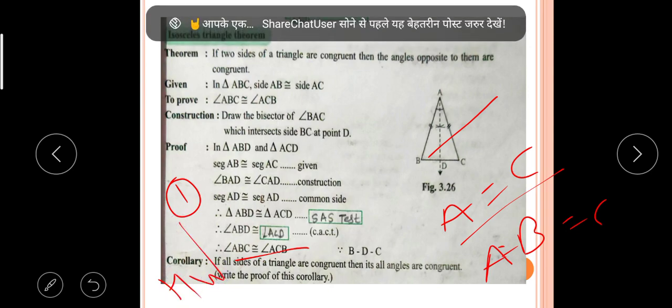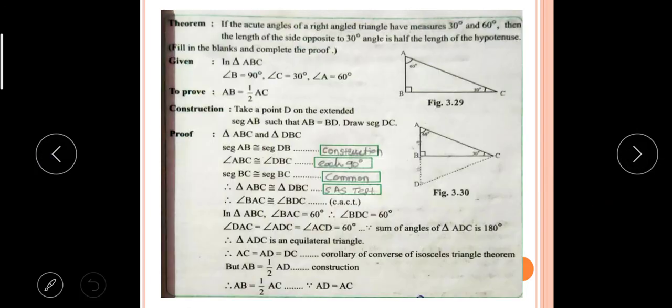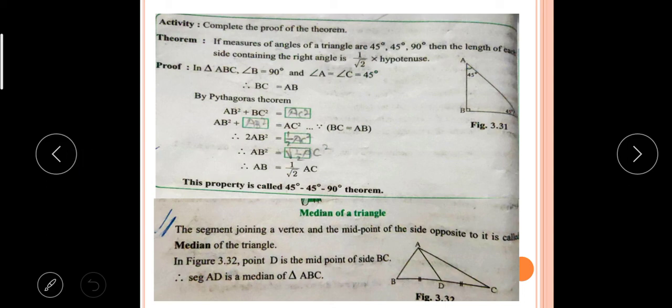Okay students, do study regularly. All these theorems are in your textbook. Whatever blanks are there, I have already filled. So tally your answers and complete this activity. Okay.